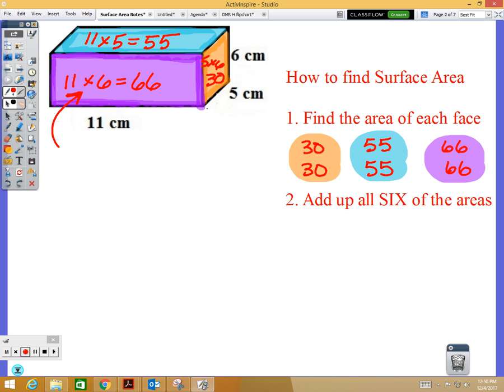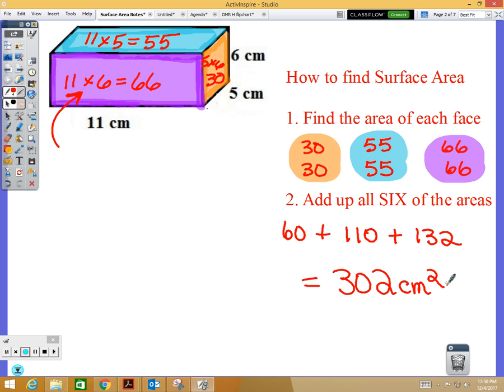And maybe you're the type of person that you like putting in all 6 of the numbers. Go for it. Put in all 6 numbers in. That's fine. Maybe you're the type of person that likes to add up. 30 and 30 is 60. 55 and 55 is 110. 66 and 66 is 132. And I agree, it is 302. And if they give you a unit of measurement, again, we're talking about area. Even though this is surface area, it's still area, so it'd be centimeters to the 2nd power.